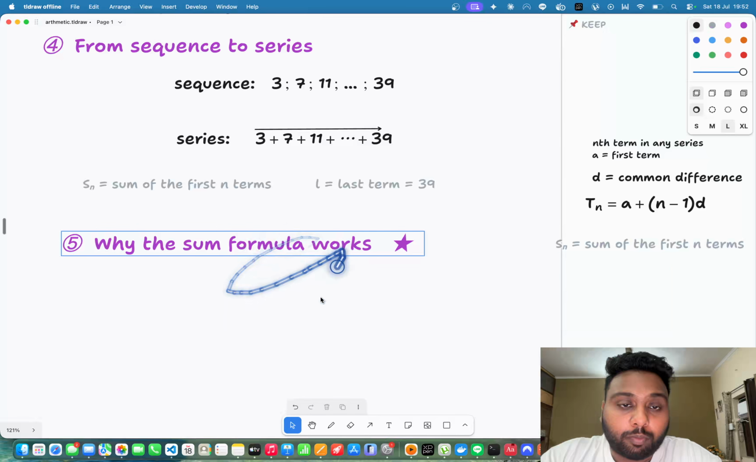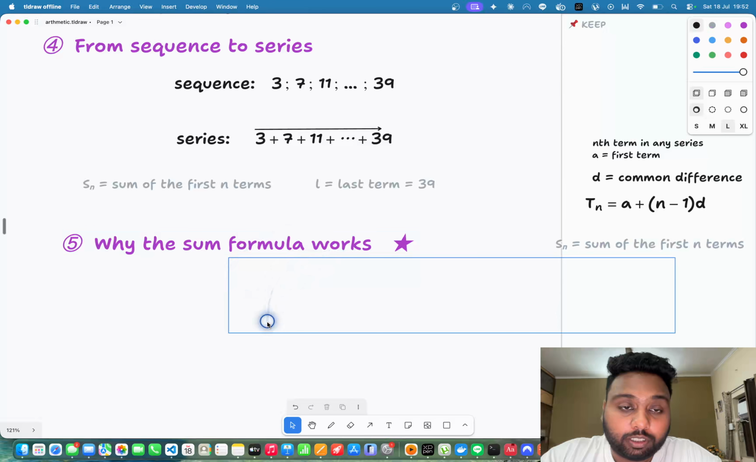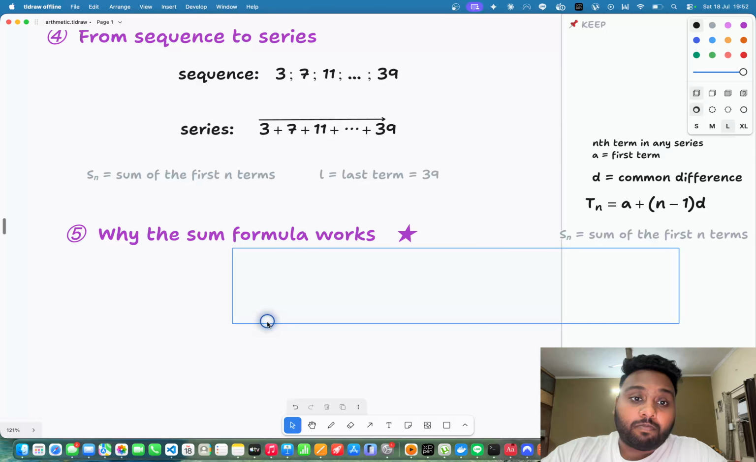Okay, now this is the most important part, and this explains to us why this formula works, how we derive this formula, and how we use it.